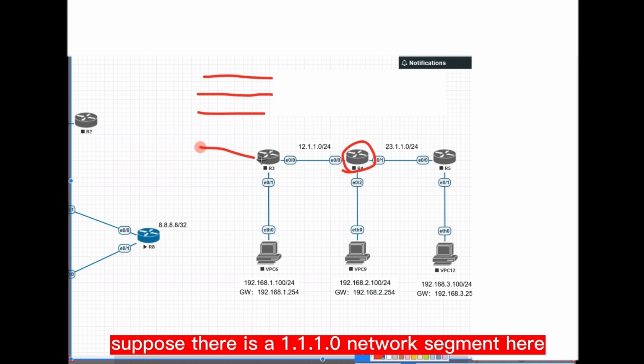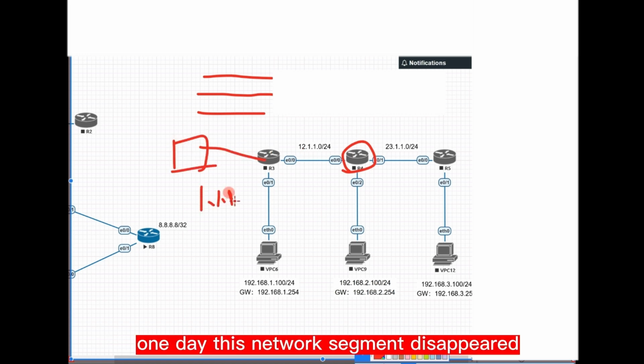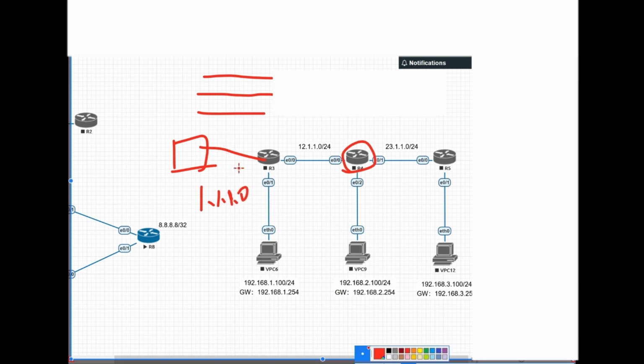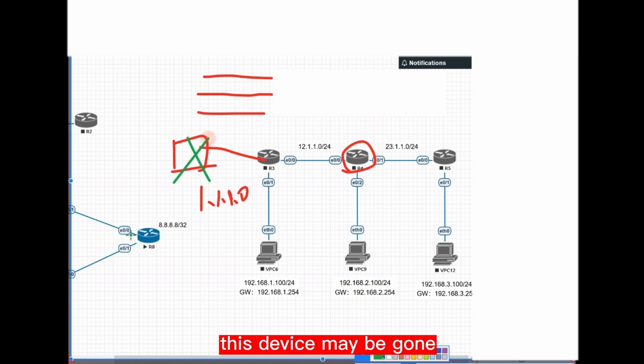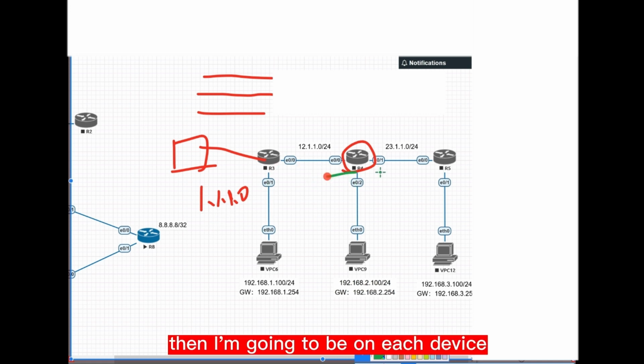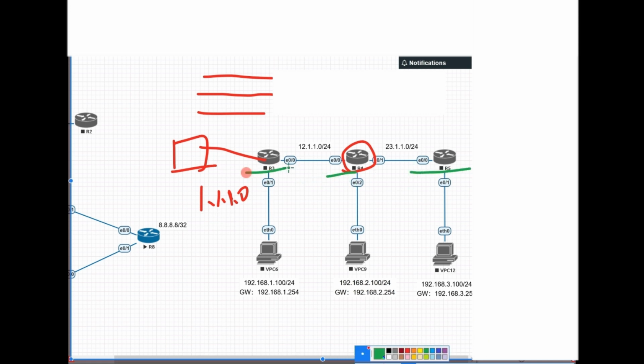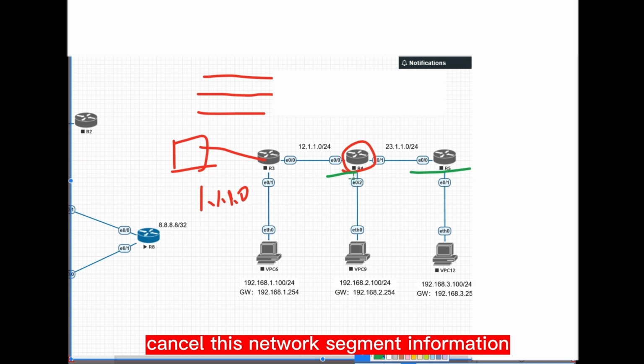Suppose there is a 1.1.1.0 network segment here. One day this network segment disappeared. You don't have to worry about how it disappeared. This device may be gone, or the business has changed and there is no such segment here. Then I'm going to have to go on each device and cancel this network segment information.